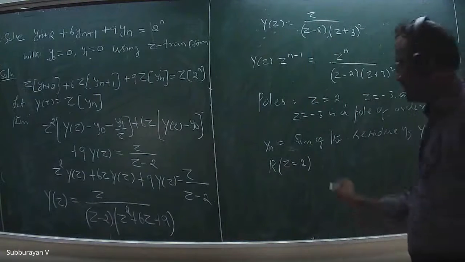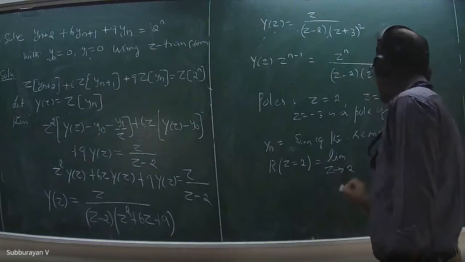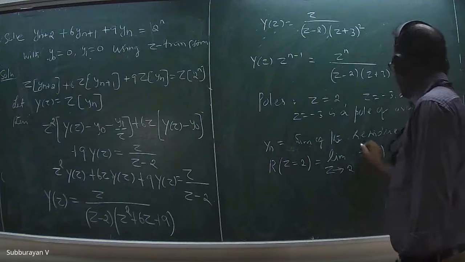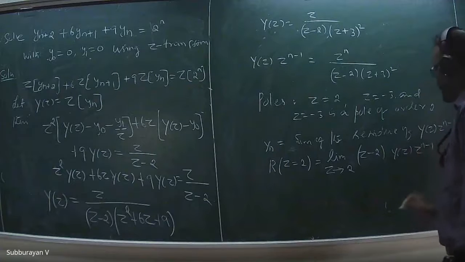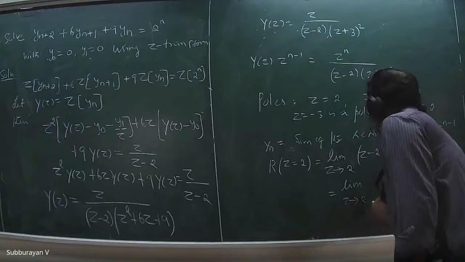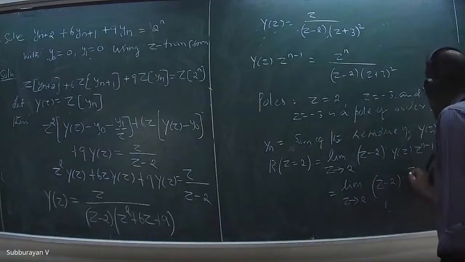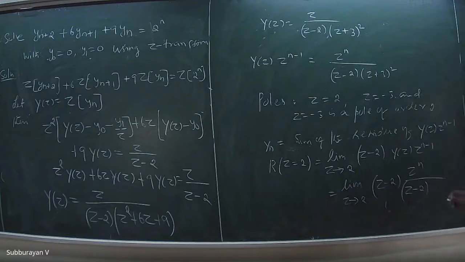Residue at z equal to 2, which is nothing but limit z tends to 2 of (z minus 2) into Y(z) into z power n minus 1. That is limit z tends to 2 of (z minus 2) into z power n divided by (z minus 2) and (z plus 3) whole square.